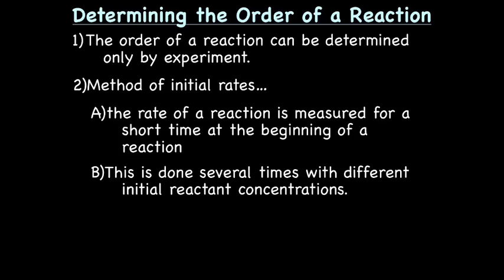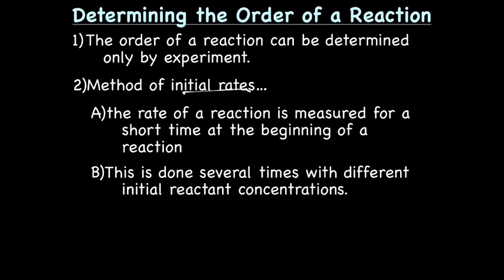Now we need to learn how to determine the order of a reaction. The order of a reaction can be determined only by experiment, and then you can apply some mathematics looking at your experimental data. We're going to talk about the method of initial rates. The rate of a reaction is measured for a short time at the beginning of a reaction. That's why it's called initial rate.